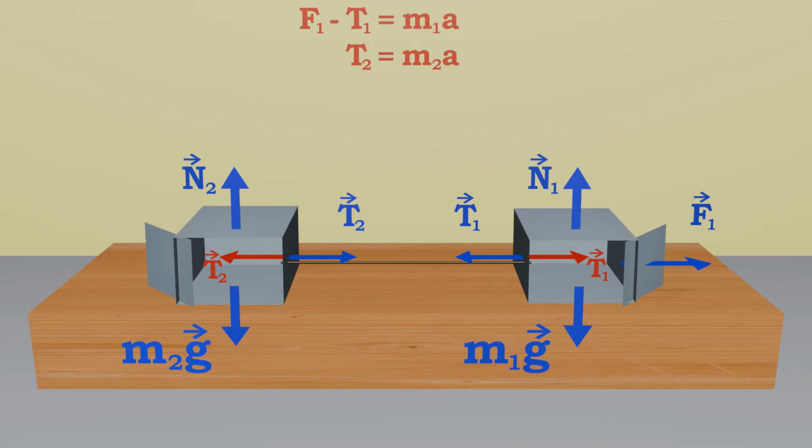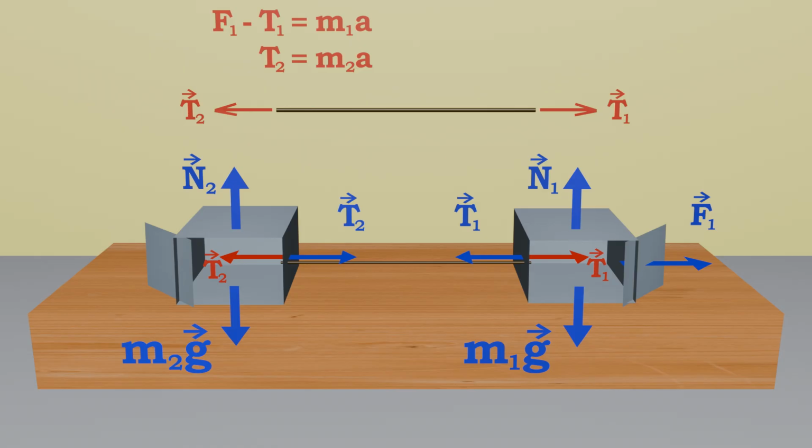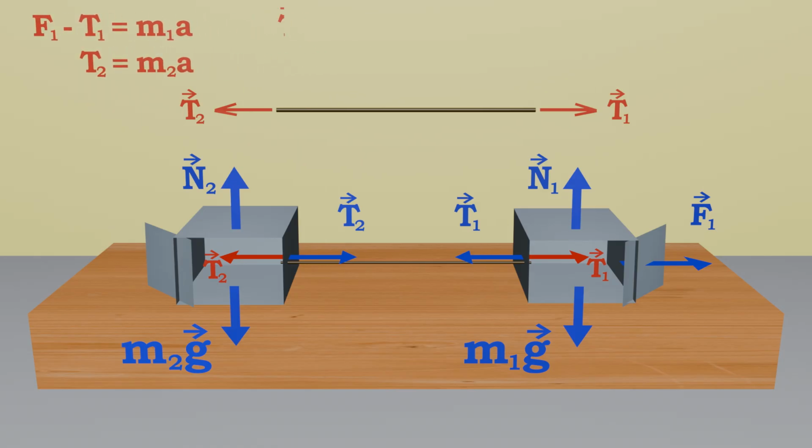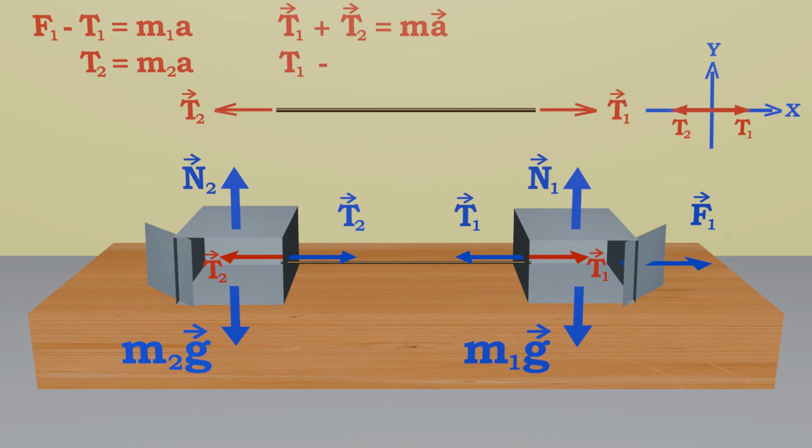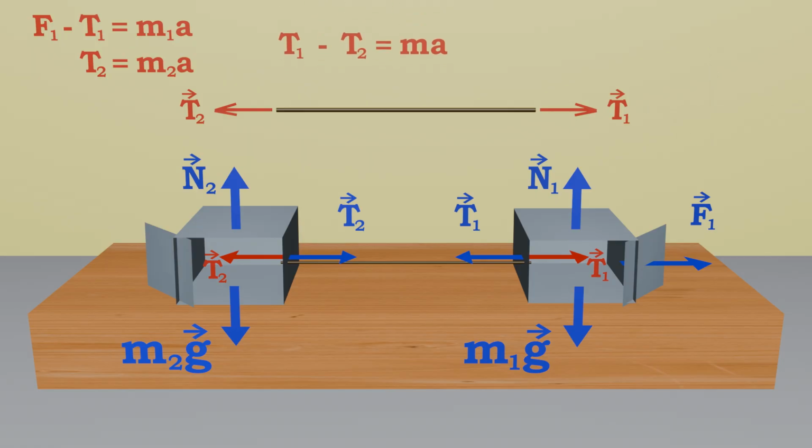The key idea here is that since the string is a physical object, we can also apply Newton's second law to it. In vector form, we can write T1 plus T2 equals ma. Then, in terms of projections, we get T1 minus T2 equals ma, where m is the mass of the string. Solving for acceleration, a equals (T1 minus T2) divided by m. If the string has no mass, then T1 and T2 must be equal.